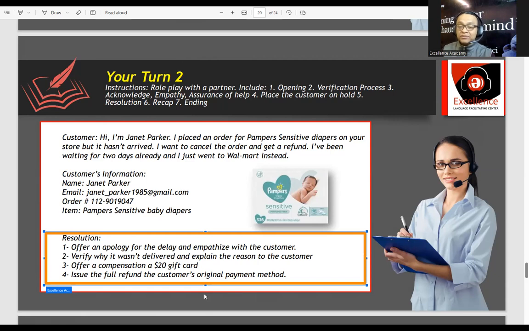Offer a compensation. So you can offer the customer a $20 gift card, besides the refund. So would you like the refund or the exchange? Would you like for me to send it again? So if the customer says a refund, perfect. And in addition, I want to also offer you a gift card, a $20 gift card, so you can buy anything in the store, anything that you want. And finally, offer the full refund.